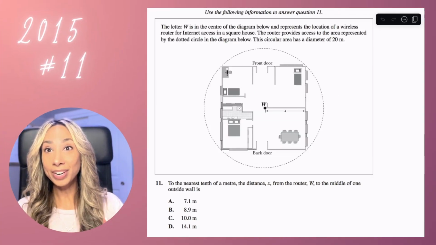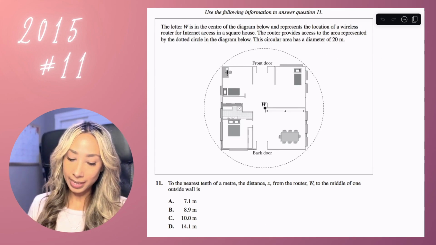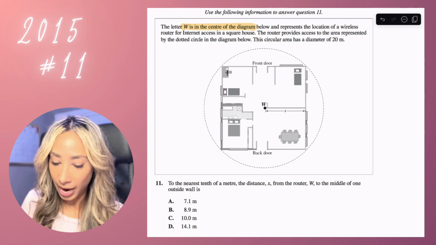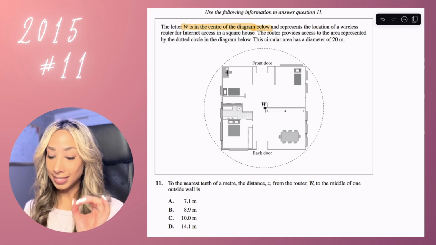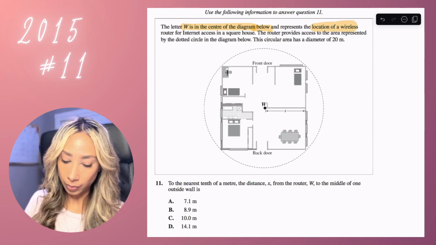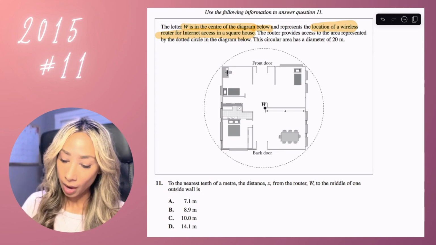Okay, I've got number 11 here. It's a multiple choice test question. So what we're saying is the letter W is the center of the diagram below. And we can see that that's going to be right in the center of a circle. It represents the location of the wireless router for the internet access in a square house. So we've got a square and a circle.